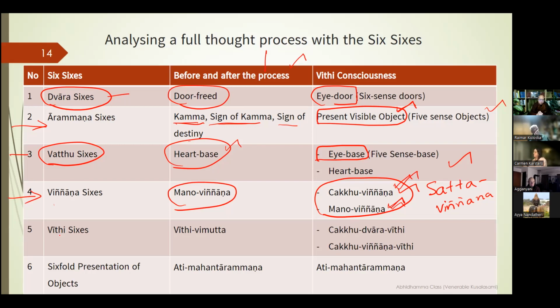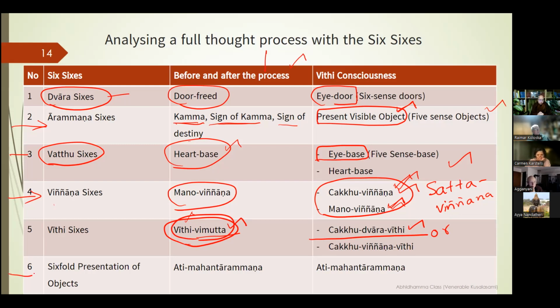And from the Vithi perspective, before and after the process, Vithi Vimutta. I think you already know what it is called. Vithi is a thought process. Vimutta is free. Vithi free. So it is Bhavanga, the same, Vithi Vimutta. The next chapter is Vithi Vimutta, after the Vithi. So before and after the process, it is called Vithi Vimutta. And within the frame of the process, Chakkhudvara Vithi, or not, this is not true, or Chakkhu Vinnana Vithi.